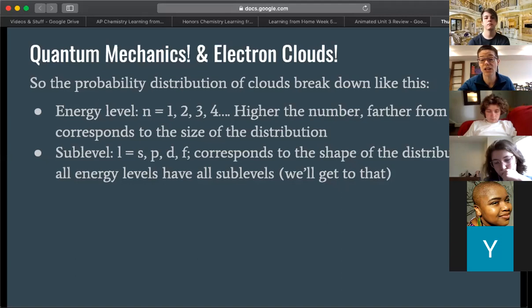And then the other thing that you kind of have to know is not all the energy levels have all of these S, Ps, Ds, and Fs. But I want to show you these. This is where balloons come into play, what these things look like. So I'm going to stop sharing really fast.